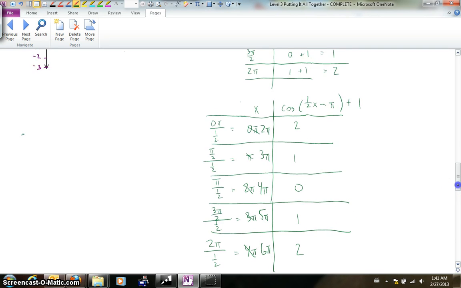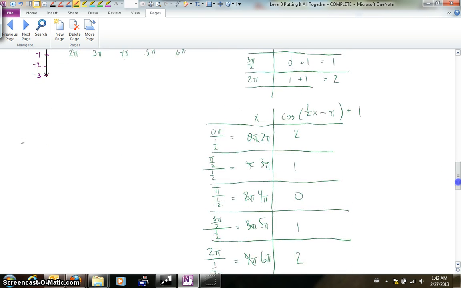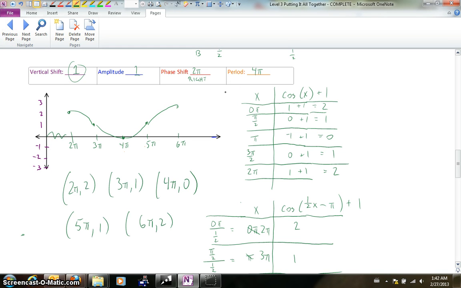So there we go. 2 pi, 2 is where we're going to get started. And again, you can just do this break in the graph and say, here we go. Here's 2 pi. 2 pi, 2 is our first coordinate. And then we've got 3 pi, 1 and 4 pi, 0, 5 pi, 1, and 6 pi, 2. Those are the coordinates for our cosine graph. So coming down here, try to have it nice and smooth. And so here are our 5 coordinates on our beautiful cosine graph. Last one here.